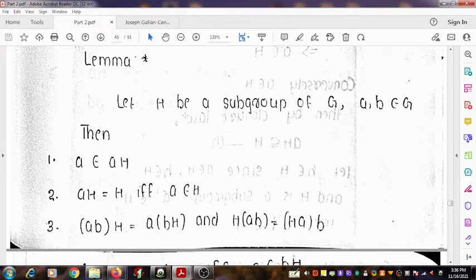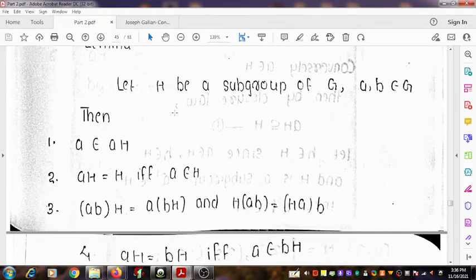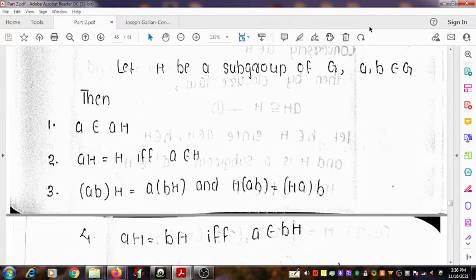So what are the requirements to define the properties of cosets? First we require a group G, and then we require a subgroup of G, named H, and also we want two arbitrarily chosen elements a and b of G.